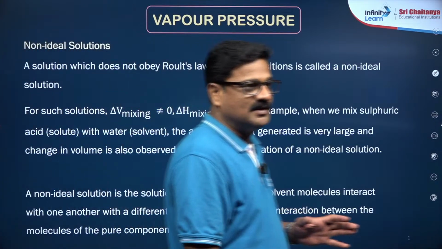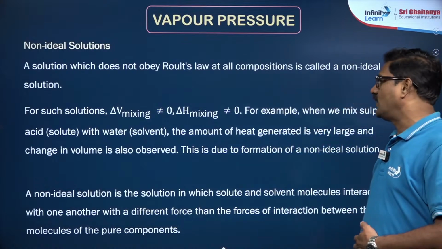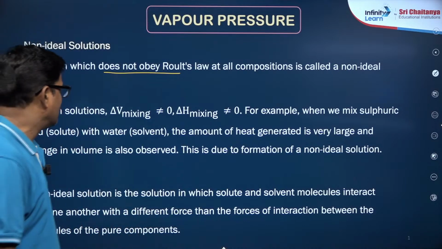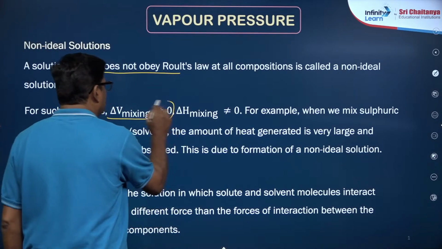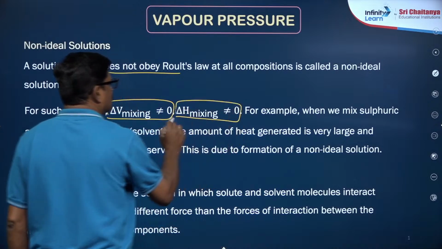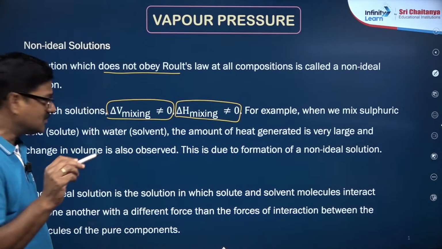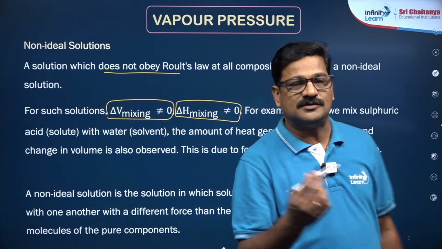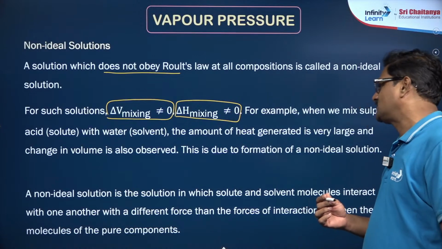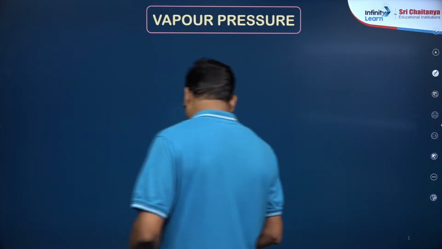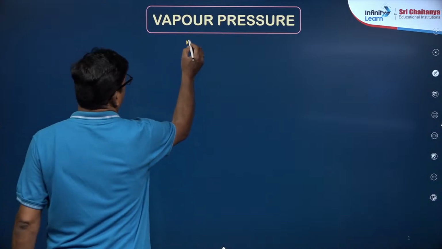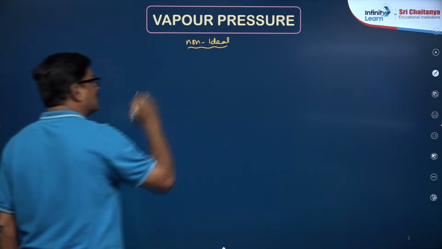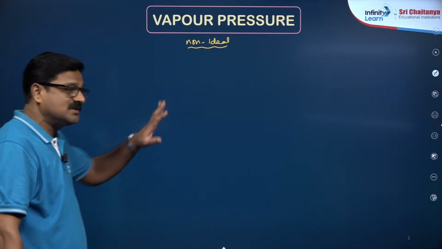Those solutions which do not obey Raoult's law are called non-ideal solutions. Therefore, V mix is not 0, H mix is not 0. If it is not equal, it can be less or it could be more. So that is explained by positive deviation or negative deviation. In this non-ideal solution, everything is not equal, right? Ideal solution means it is equal, right?